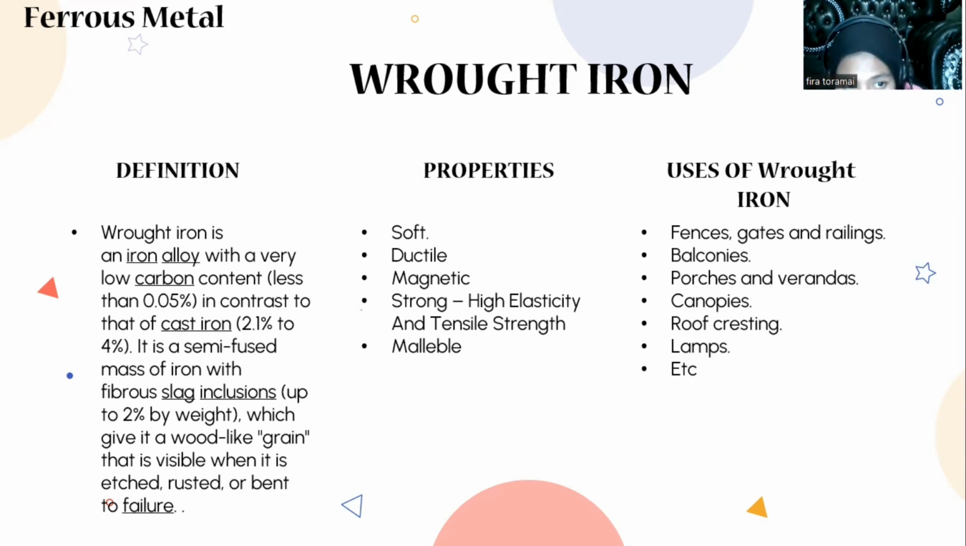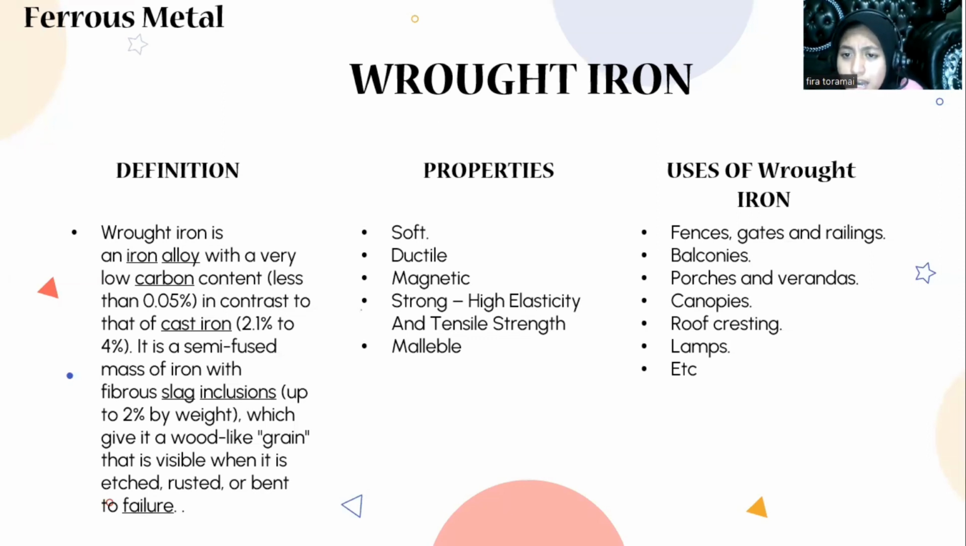It is a semi-fused mass of iron with fibrous inclusions up to 2% by weight, which gives it the wood-like grain that is visible when it is etched, rusted, and bent. Wrought iron is soft, ductile, magnetic, strong, elastic, tensile, and malleable.